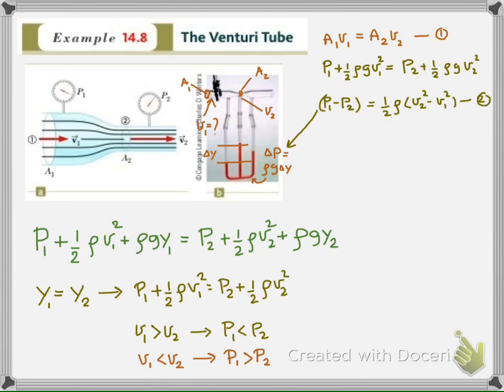So we know everything here. We know P1 minus P2. In principle, we know the density of the fluid. If we build this Venturi tube, we know the cross-sectional areas A1 and A2. So what we don't know now is V1 and V2. We have two variables with two equations, so in principle we can solve this.